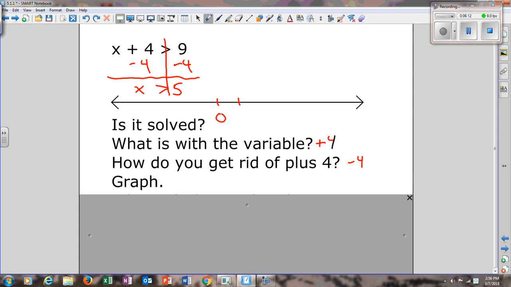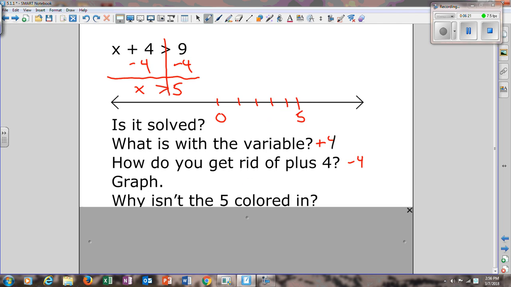So 0, 1, 2, 3, 4, 5. Then it's going to be greater than 5, so we're going to have an open dot here. Now the reason that it's an open dot is because there's no equal sign under the inequality. If there's an equal sign under the inequality, then that makes it a closed dot. But then it's greater than 5, so it's every number that is bigger than 5.